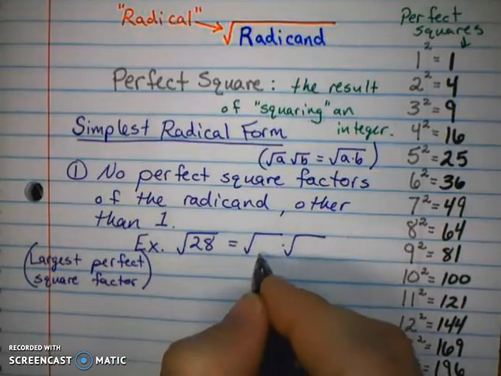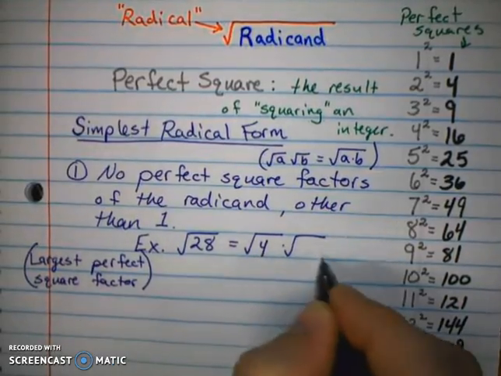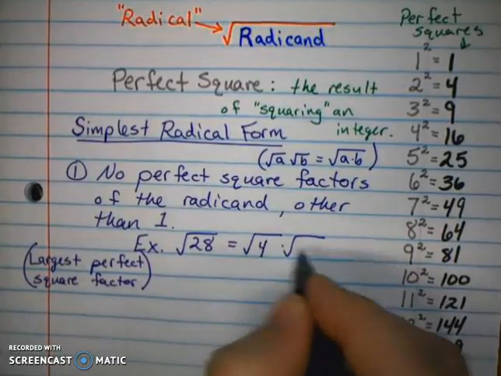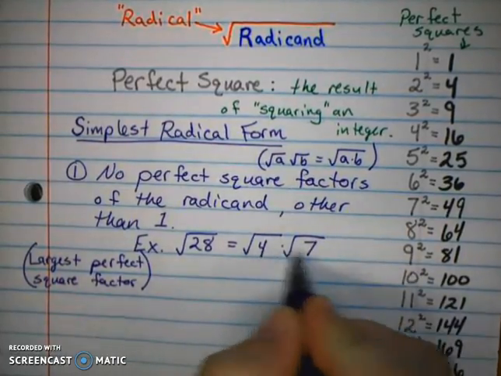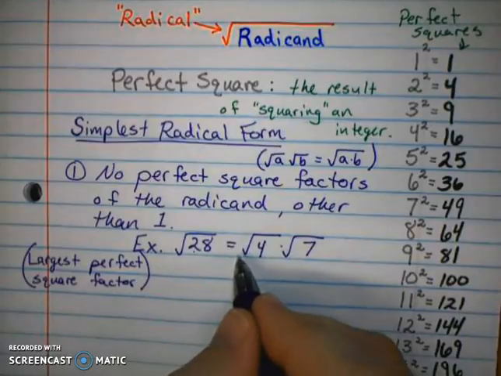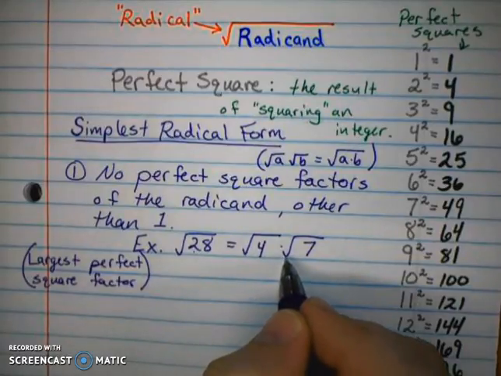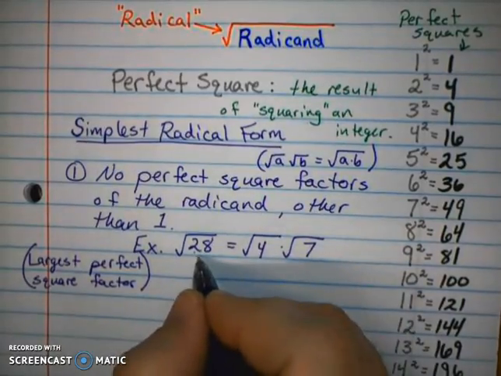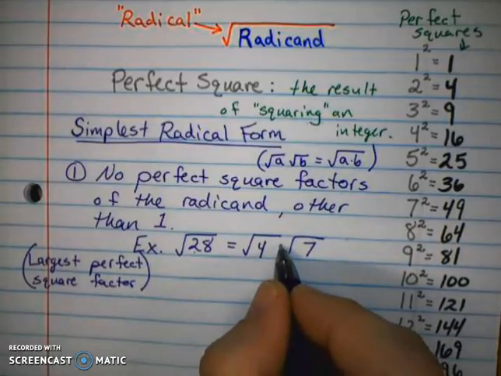So we're going to write the perfect square factor first. And then 28 divided by 4 would have to be a 7. And so the root 28 equals root 4 times root 7. Or radical 28 equals radical 4 times radical 7.